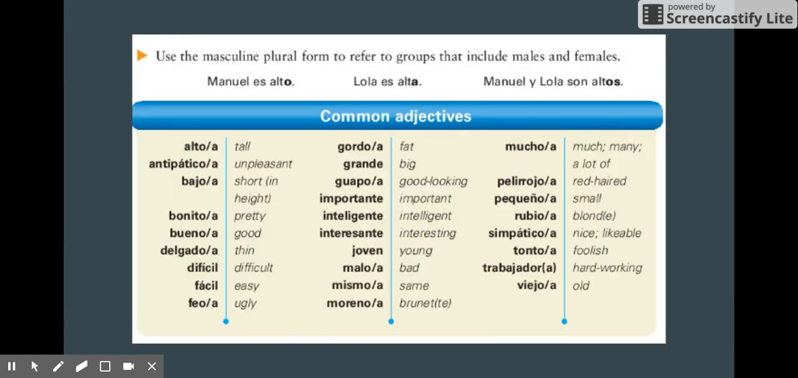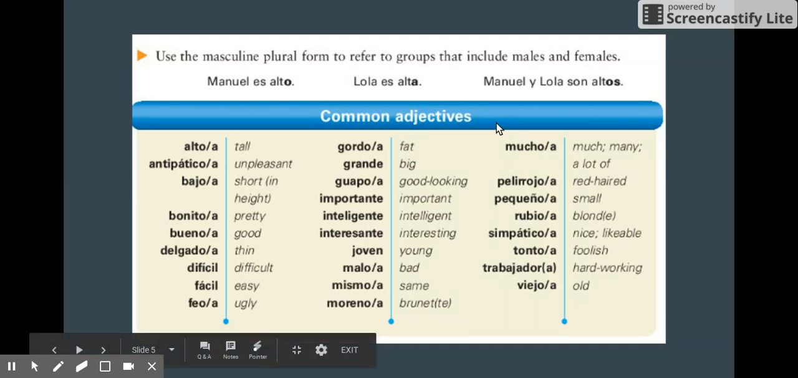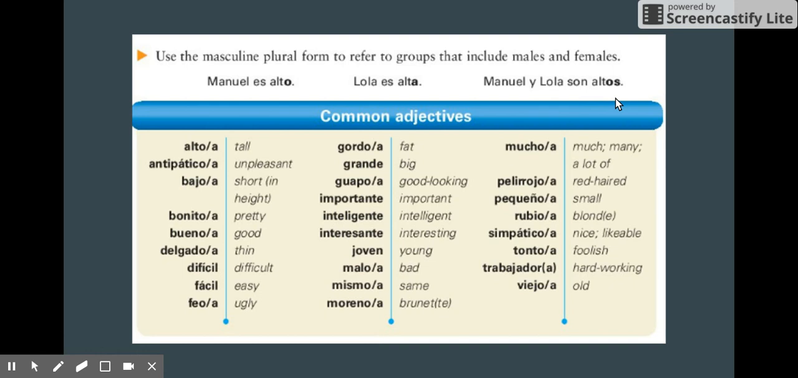Now here's a whole list of high-frequency adjectives that we'll be using here. So become familiar with them. Notice that it gives you the singular form for masculine and feminine adjectives. Alto, alta, antipático, antipática, bajo, baja. And just remember that if you have multiple nouns here and one of them is masculine, one of them is feminine, the adjective will be plural and masculine.